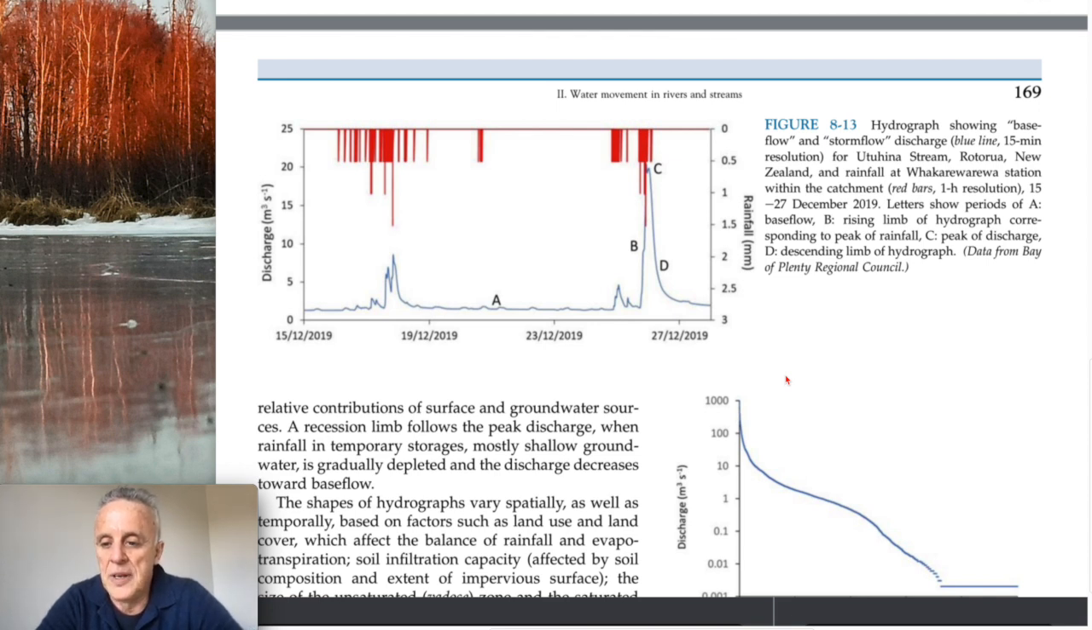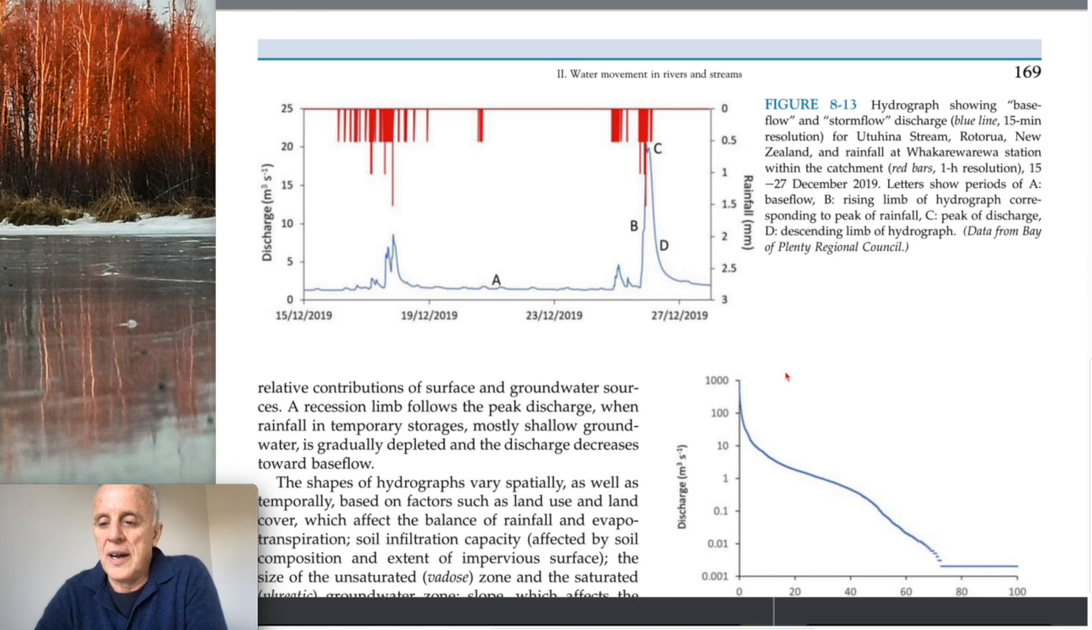This is for Utuyana stream in Rotorua, New Zealand, and rainfall at Wakarewa station within the catchment. So let's see. I believe this is rainfall, and this is in millimeters. This is the discharge in meters cubed per second, and these are the dates. So what we are looking at is base flow right here, or right here, or right here, like reestablishment of base flow.